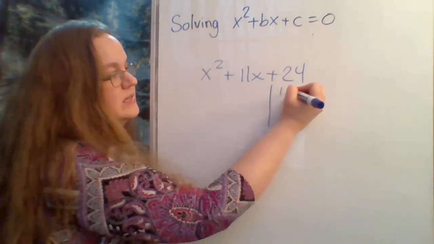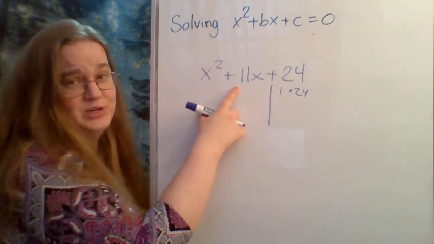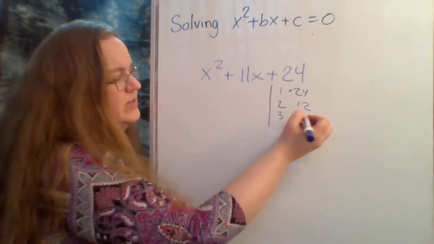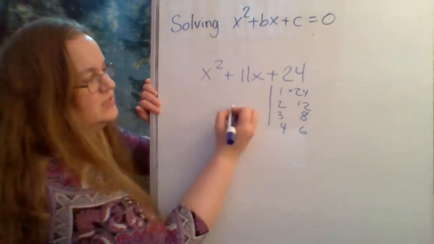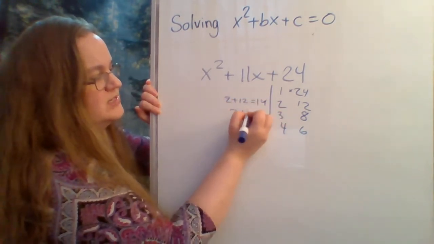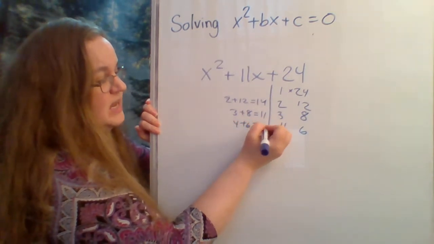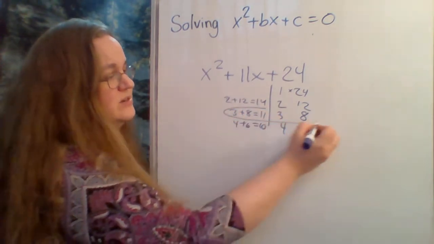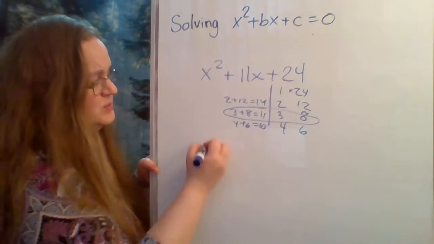So for instance, 1 times 24 is going to be way too much because that's going to be 25 when I add them together. But 2 and 12, 3 and 8, 4 and 6. When I look at this, 2 plus 12 is 14. 3 plus 8 is going to be 11, which is the one I want. 4 plus 6 is 10. Again, I don't necessarily have to write all of these out because I know this works. Okay? They're both positive. That's what we've been looking at.